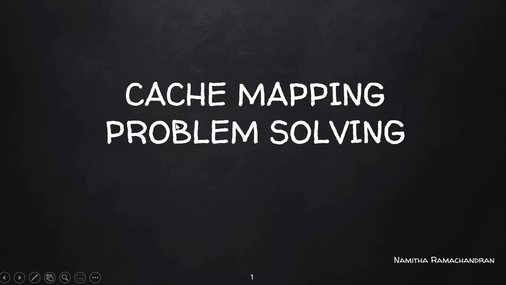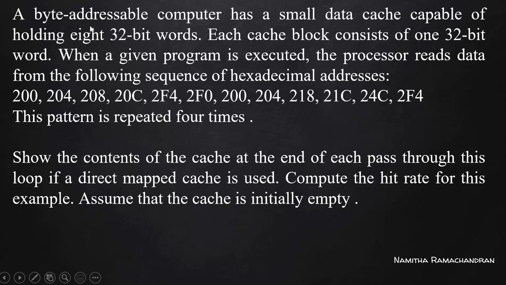Hi students, today we will solve one problem relating to the topic cache mapping. The question is, a byte addressable computer has a small data cache capable of holding 8 32-bit words. Each cache block consists of one 32-bit word.